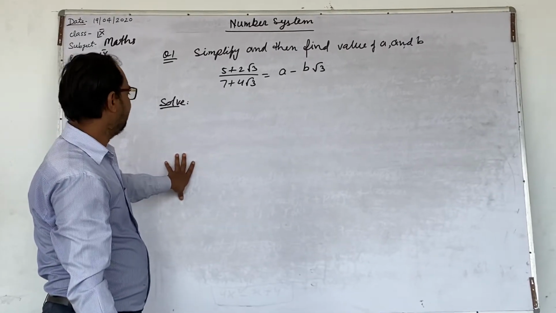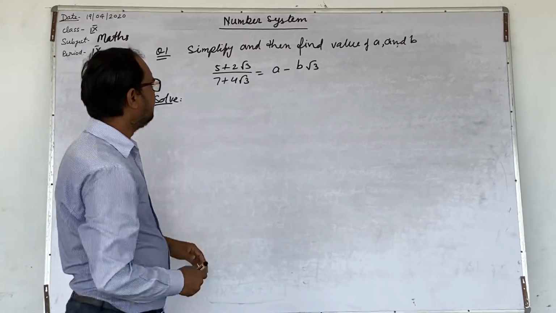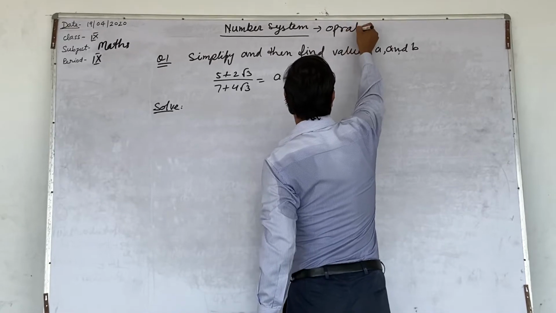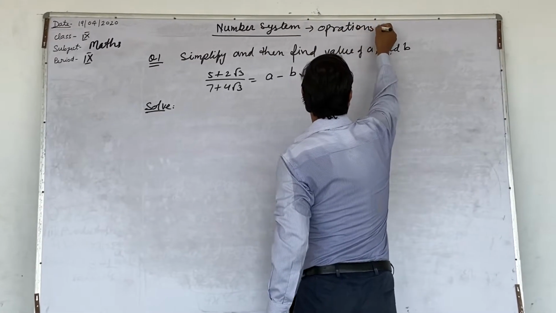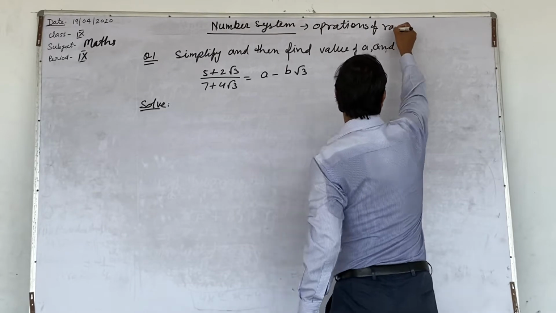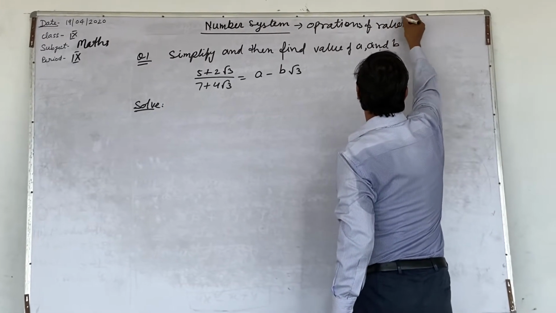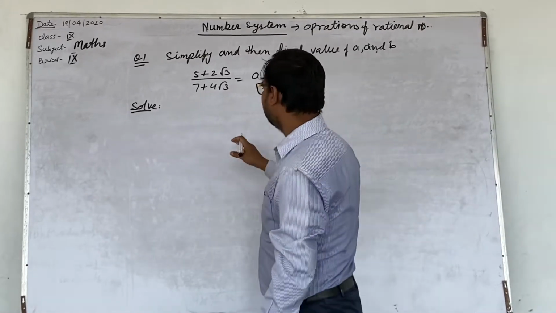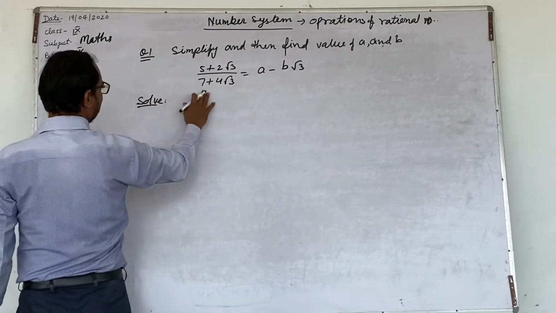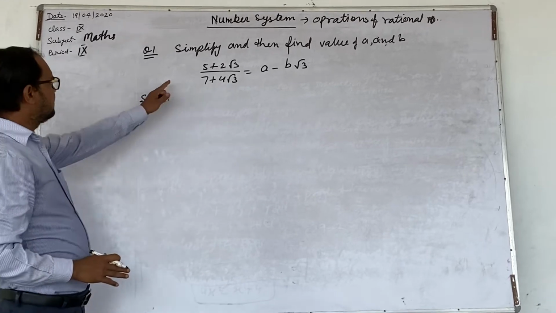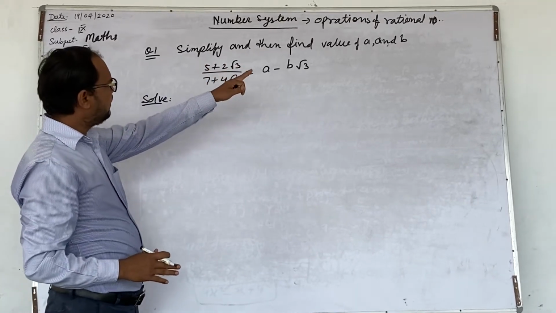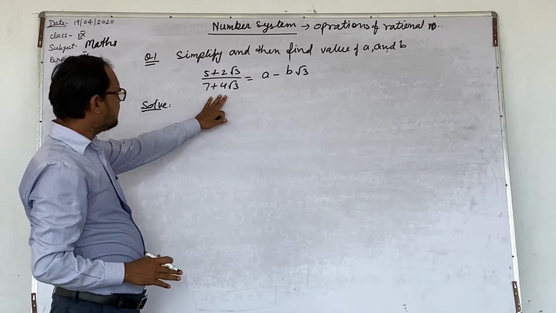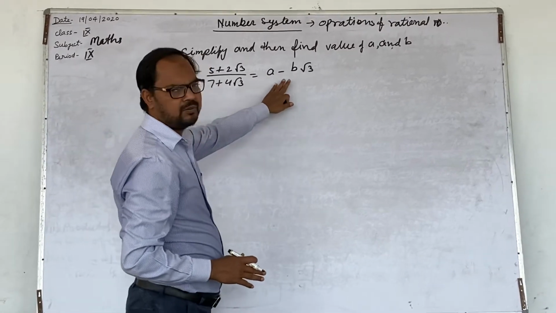Dear students, today we are going to study further operations of rational numbers. Operation of rational number. In this regard, we will try to find the solution of this question. Simplify and then find the value of a and b. We will simplify it first and then try to find the value of a and b.